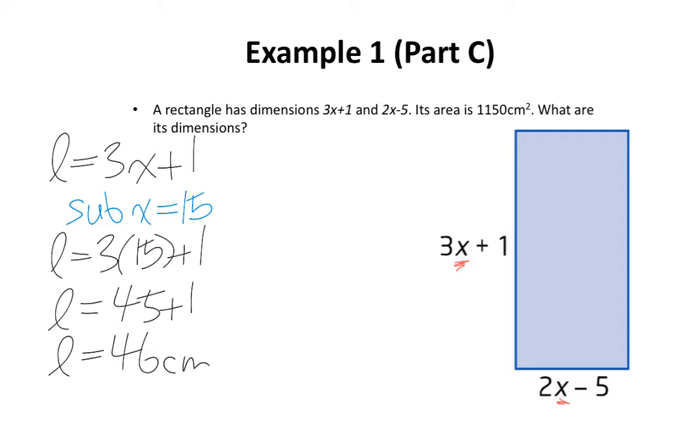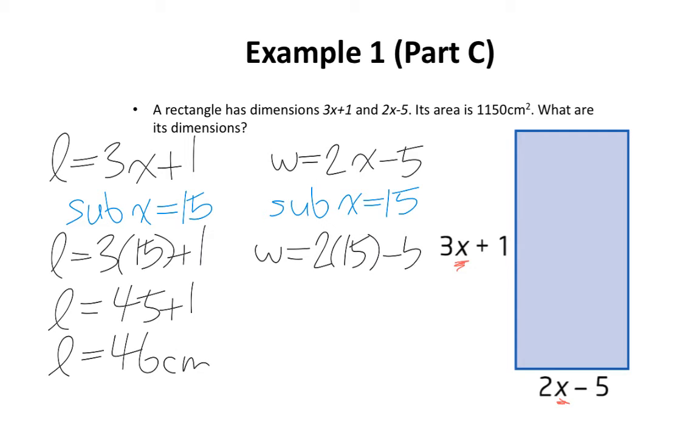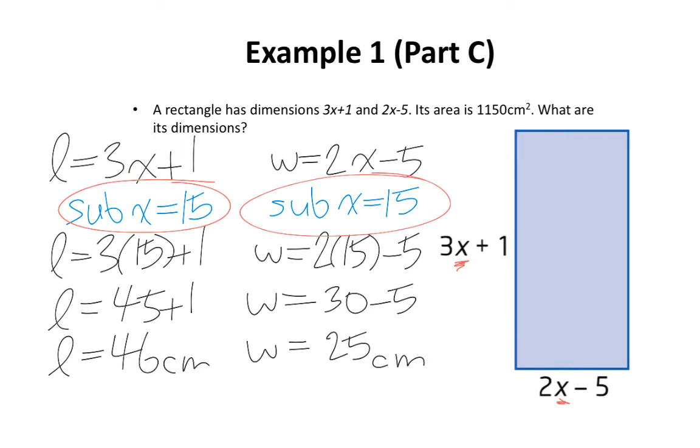Next, I'm going to solve for our width. So our width was equal to 2x minus 5. Again, I'm going to substitute in my value of x. X is equal to 15, which means I'm going to replace my x value with 15 in brackets. So 2 times 15 is 30, and 30 subtract 5 is 25. And again, our units are in centimeters. As mentioned previously, if you subbed in the other x value, which was negative 77 over 6, and solved for the length and width, you would have gotten negative values, which doesn't make any sense in real life. That's why we only used one value of x.